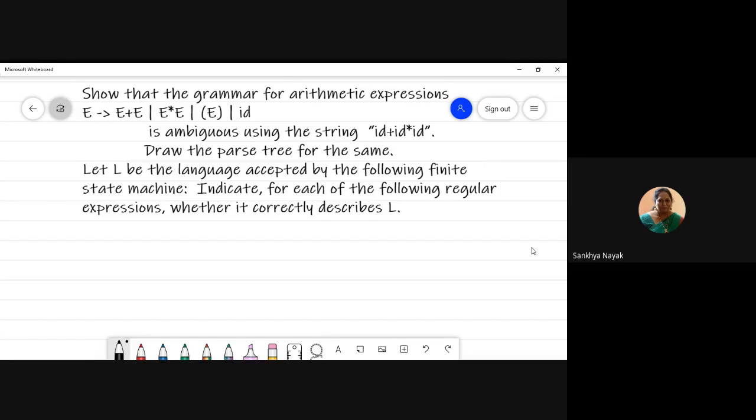One question might be like this: show that some grammar that they give is ambiguous. Okay. If they give you something like this, it's very good, easy to prove. Otherwise, you have to think of a string to prove the ambiguity. And you can see you have to also draw the parse tree. Okay.